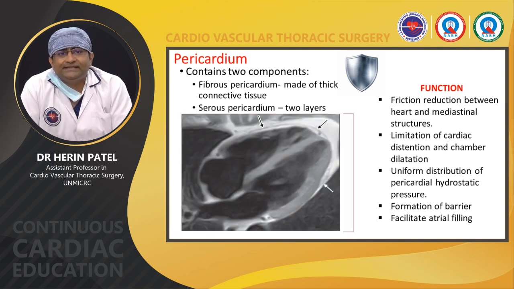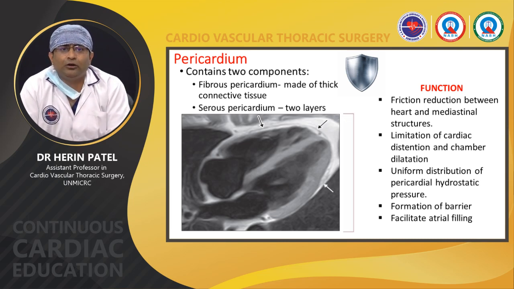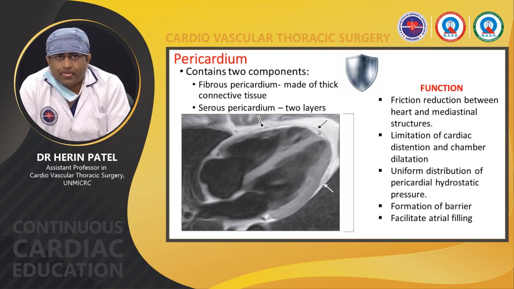Here you can see an MRI of the heart which shows the thin layer of the pericardium shown by the asterisk arrow. As I said, the space between the parietal and the visceral pericardium is filled with a thin layer of fluid, so that's why it is seen as a true layer. The normal thickness of the pericardium is 2 mm, and in cases like constrictive pericarditis, the thickness increases up to 6 to 8 mm.